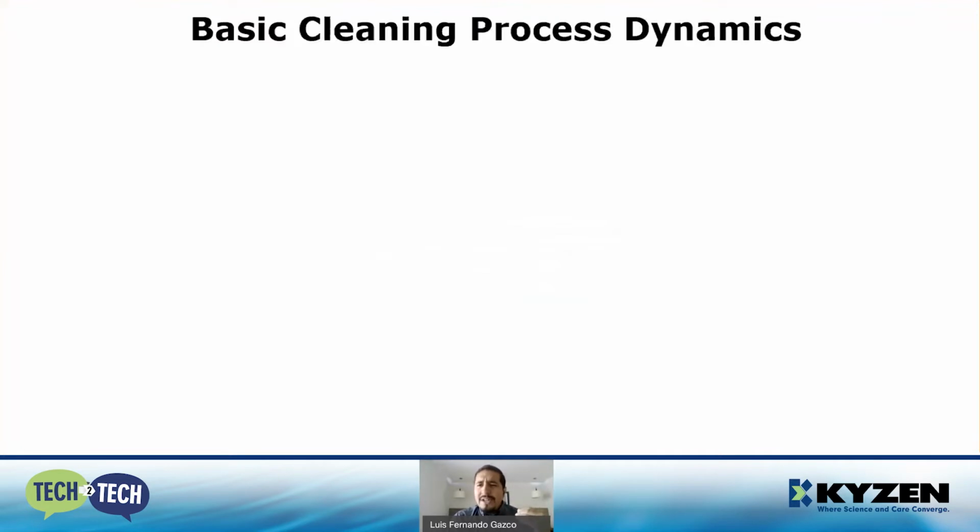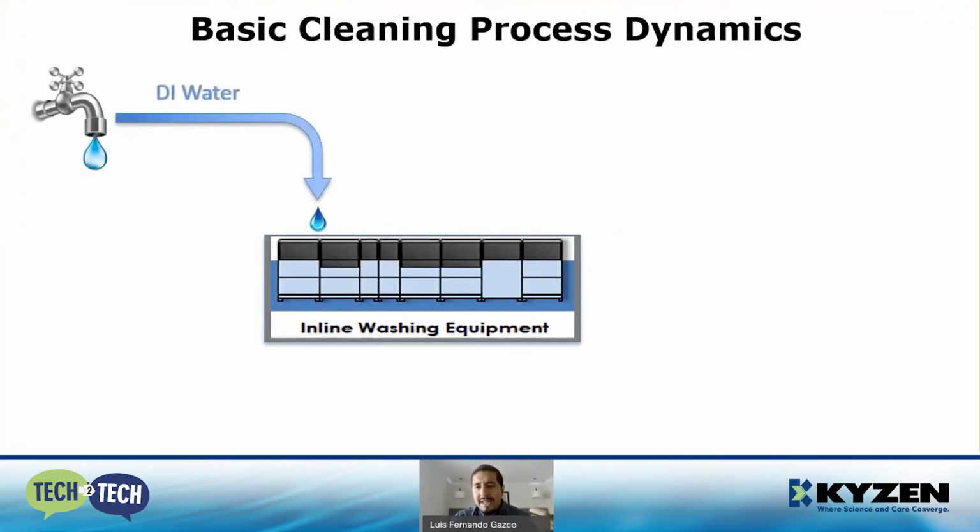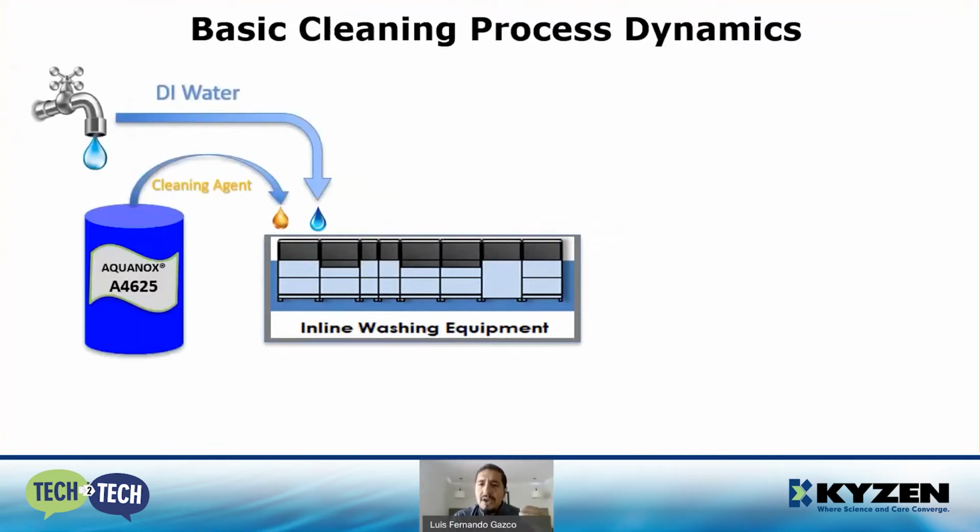First, we have to understand the process dynamics ongoing inside a particular cleaning application. We'll be taking an inline spray cleaning process as an example. Typically, we will fill the wash tank with a specific proportion of DI water and a specialized cleaning agent. In this case, we are using our Aquinox A4625. We refer to this proportion of water and cleaning agent as concentration percentage.